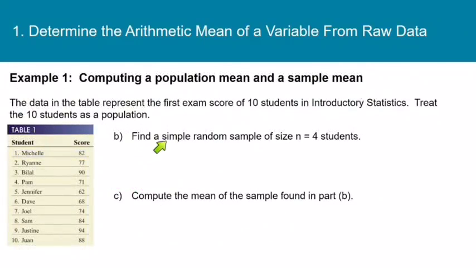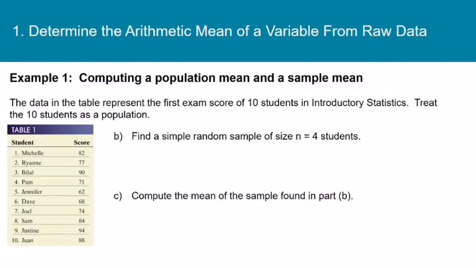Now let's look at part B. This says find a simple random sample of size n equals 4 students. Now I don't know if you've got your random number table handy. I know I don't have mine handy, but we need to get a sample of 4 students. And what we could do is put all 10 numbers on a slip of paper and put the slips in a hat and draw the numbers out of a hat. That would be one way to do it.